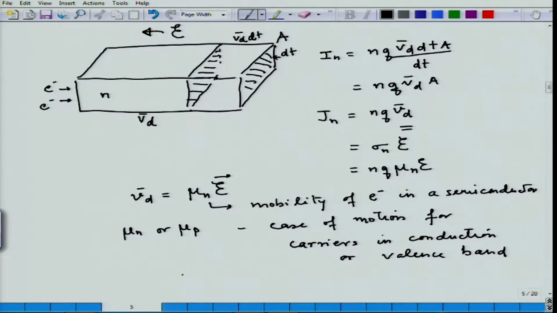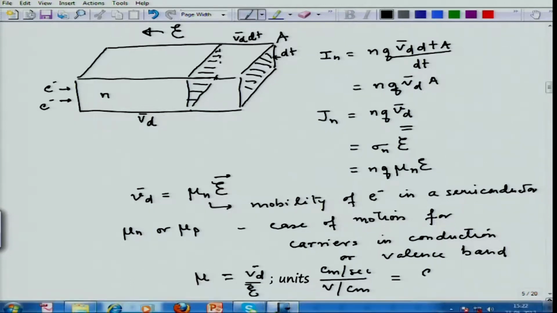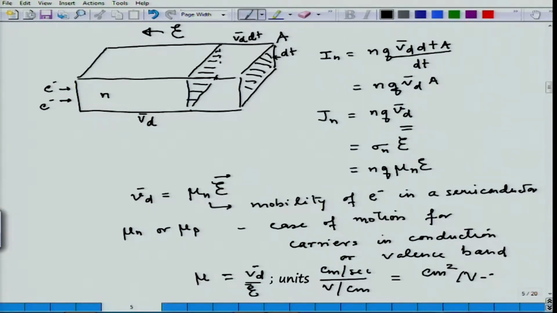What is the unit for this mobility? The unit for mobility is basically the drift velocity divided by the field, which is centimeter per second divided by volts per centimeter. So, the unit is going to be centimeter square per volt second. We have now coined a term called mobility, which is how easily electrons in the conduction band or holes in the valence band can move, and its units are given in terms of centimeter square per volt second.